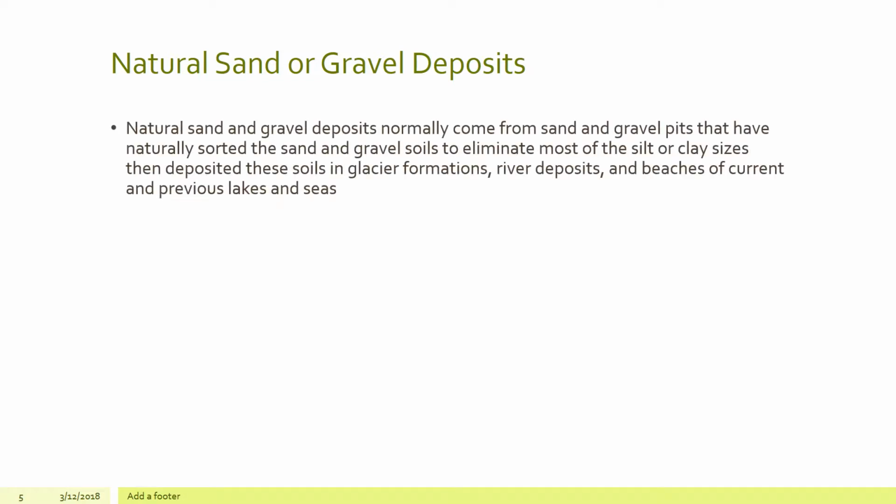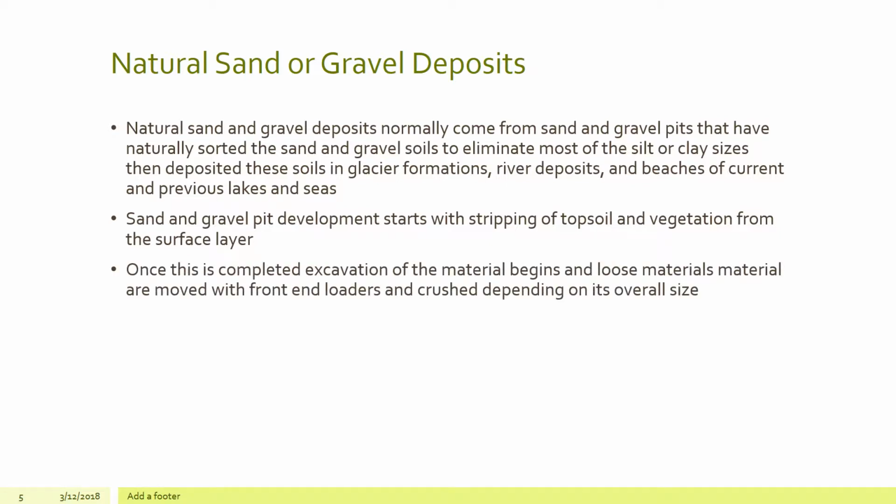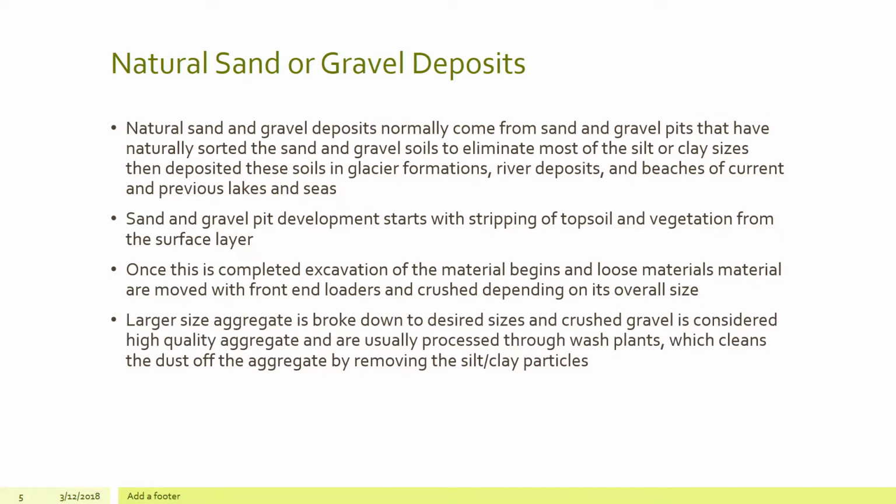Natural sand and gravel deposits normally come from sand and gravel pits that have naturally sorted the sand and gravel soils to eliminate most of the silt or clay sizes that are also part of that deposit. These soils were deposited in glacier formations, river deposits, and beaches of current and previous lakes and seas. Sand and gravel pit development starts with stripping of the topsoil and vegetation from the surface layer. Once this is completed, excavation of the mineral begins and loose materials are moved through the use of front-end loaders and crushed depending on overall size and specifications that we need. Larger size aggregate is broken down to desired sizes, and crushed gravel is considered high quality aggregate and is usually processed through wash plants, which clean the dust off the aggregate by removing the silt and clay particles that we have.